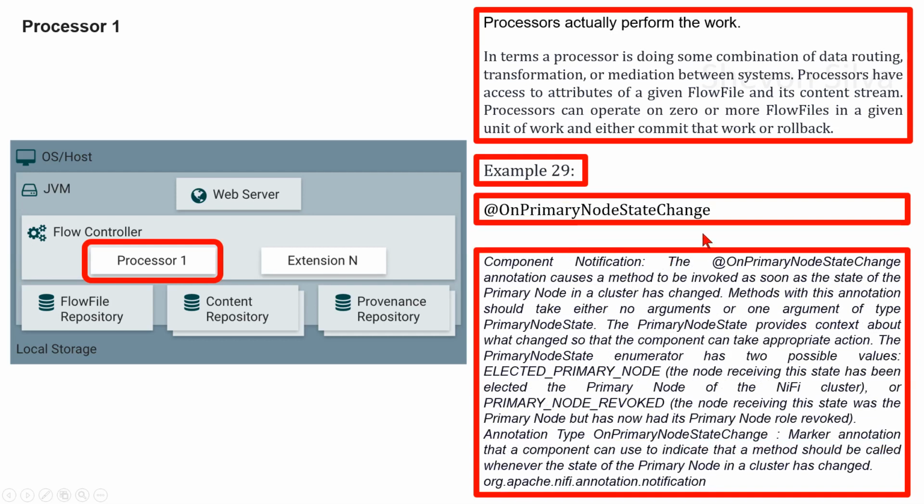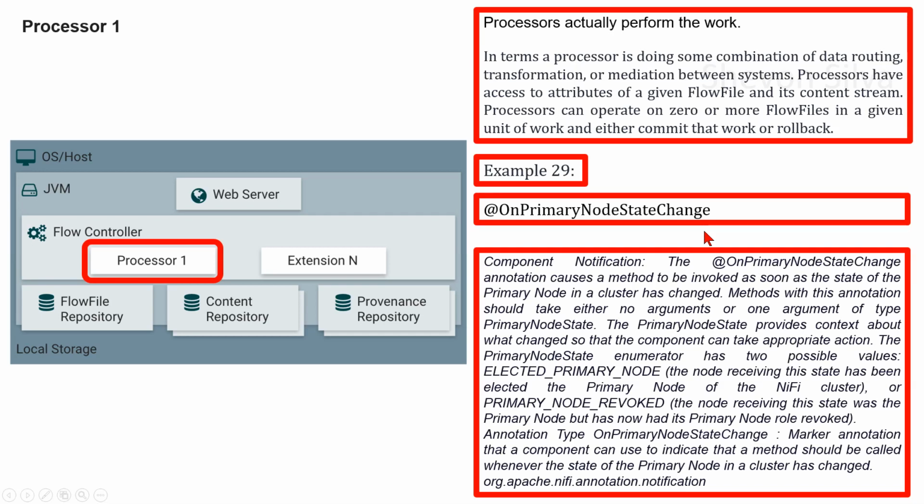Now we are considering @OnPrimaryNodeStateChange in component notification. The @OnPrimaryNodeStateChange annotation causes a method to be invoked as soon as the state of the primary node in a cluster has changed. Methods with this annotation should take either no arguments or one argument of type PrimaryNodeState. The PrimaryNodeState provides context about what changed so that the component can take appropriate action.